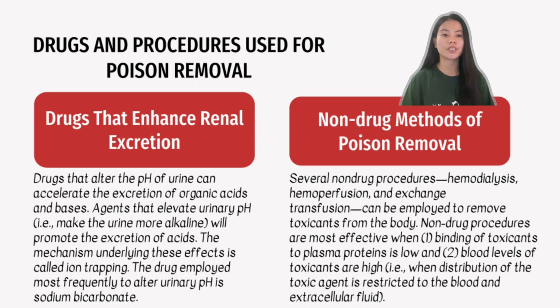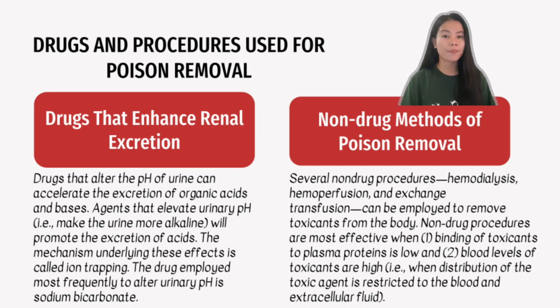Non-drug procedures are most effective when, first, binding of toxicants to plasma proteins is low, and second, blood levels of toxicants are high. For example, when distribution of the toxic agent is restricted to the blood and extracellular fluid. Each of the non-drug methods of poison removal has its benefits and drawbacks.